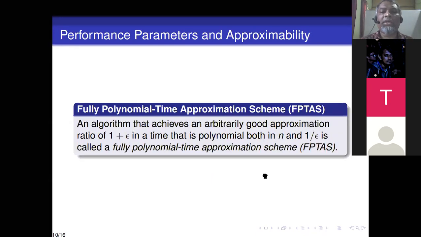And then we define another term, that is, fully polynomial time approximation scheme, FPTAS. An algorithm that achieves an arbitrarily good approximation ratio of 1 plus epsilon in a time that is polynomial in both n and 1 by epsilon is called a fully polynomial time approximation scheme. So then what is the difference between PTAS and FPTAS? Can anybody identify?